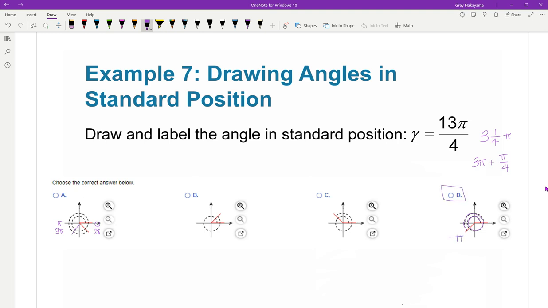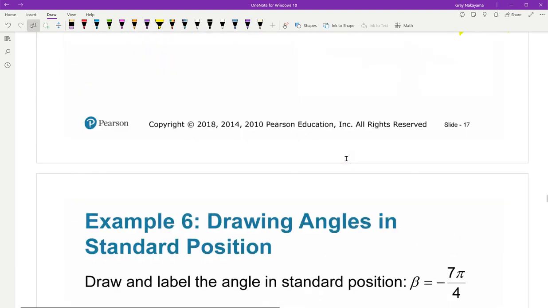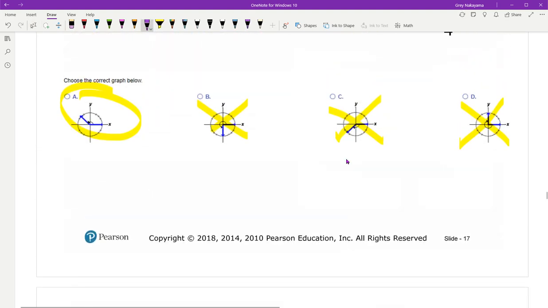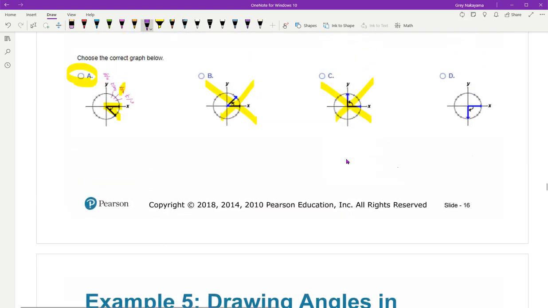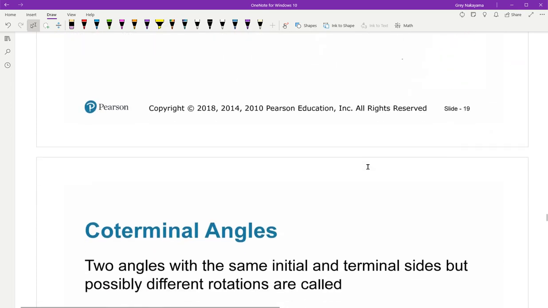This is in quadrant 3. Like I said, I just realized they're going to ask you what quadrant this is in. This is in quadrant 1. This one is in quadrant 2. That's where it ends. And this one is in quadrant 4. So you have to answer both of those questions when you're doing these problems in your homework.